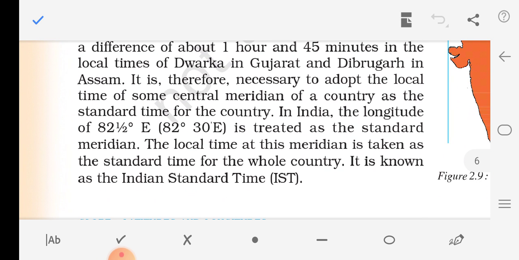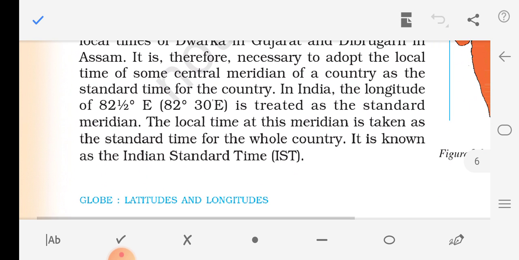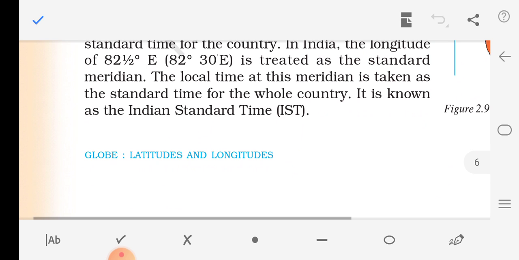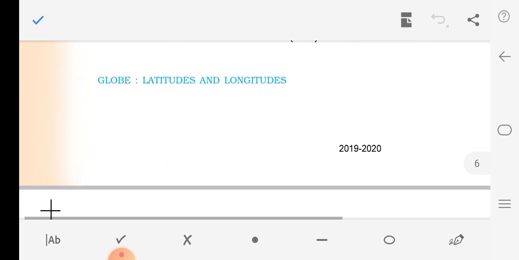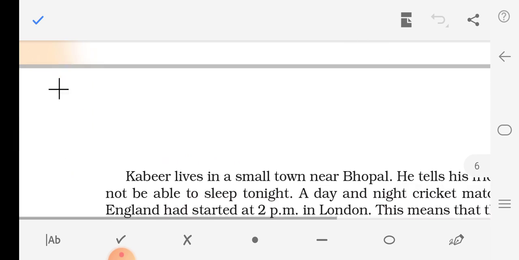In India, the longitude of 82.5 degrees east, that is 82 degrees 30 minutes east, is treated as the standard meridian. What is our Indian standard meridian? 82.5 degrees east. The local time at this meridian is taken as the standard time for the whole country. It is known as the Indian Standard Time, that is IST.